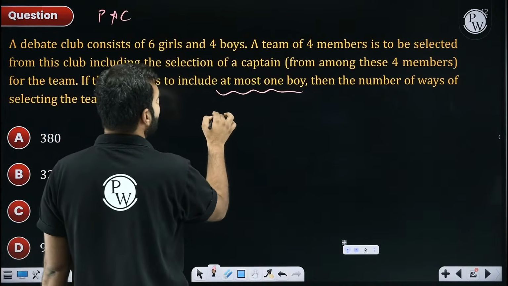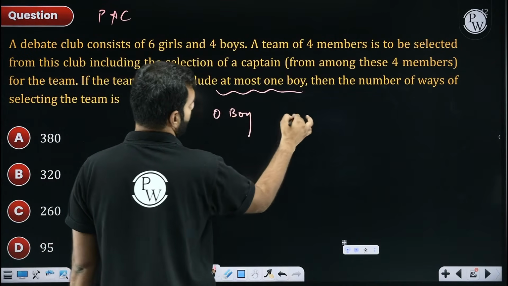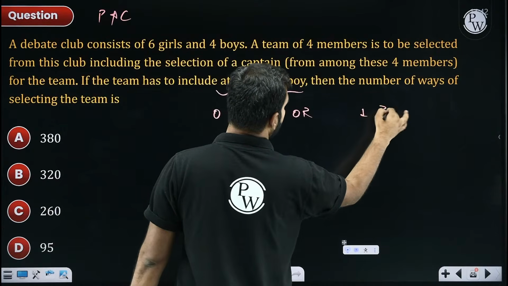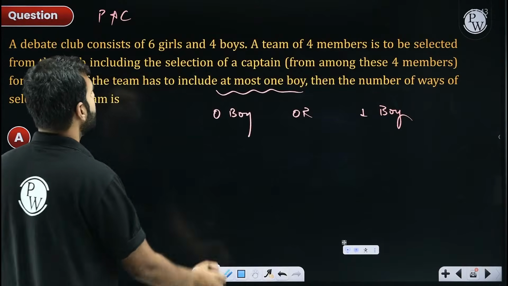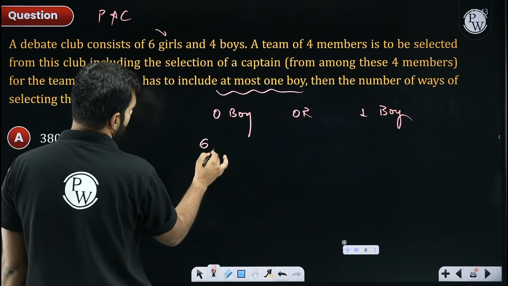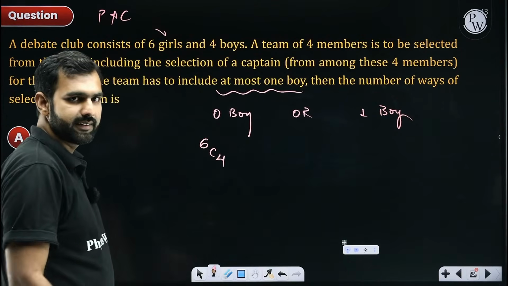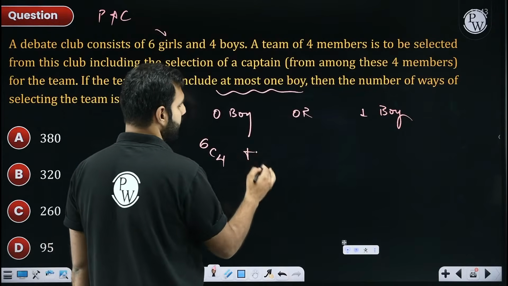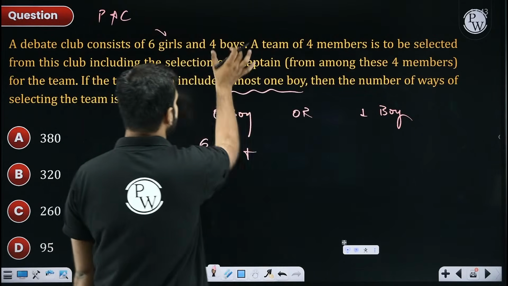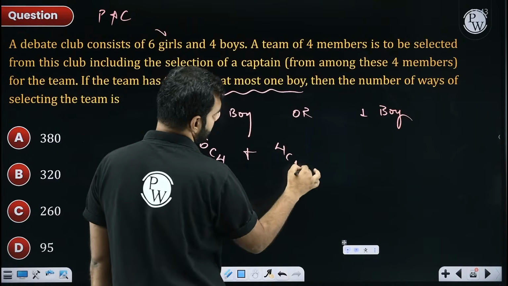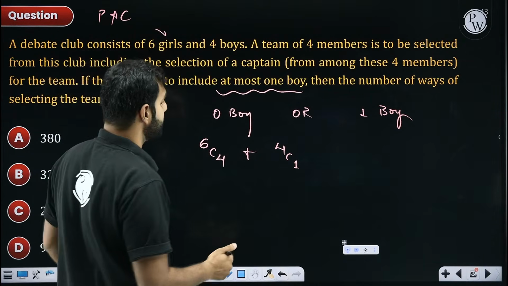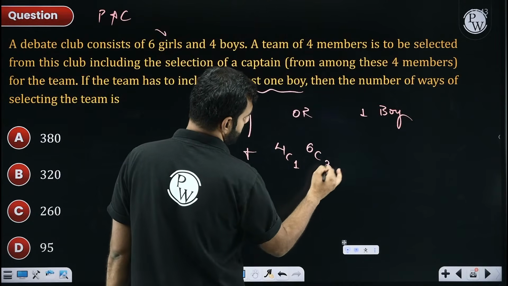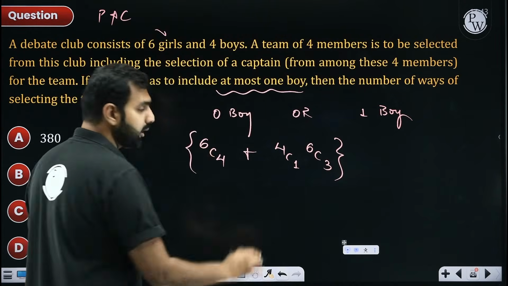So the team can have 0 boys or 1 boy. Are you getting it? So how can I have a team of 4 where 0 boys are there? Out of 6, 4 girls should be selected. That's it. 0 boys are to be selected. Or if 1 boy is needed to be selected out of 4, 4C1, but a team of 4 is needed to be formed. So the remaining 3 people should be selected from these 6 girls. So this should be 6C3. So this is how a team is formed.